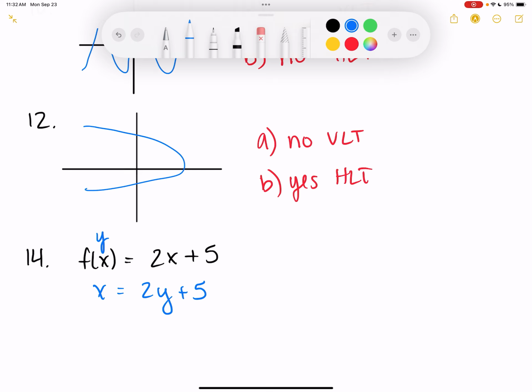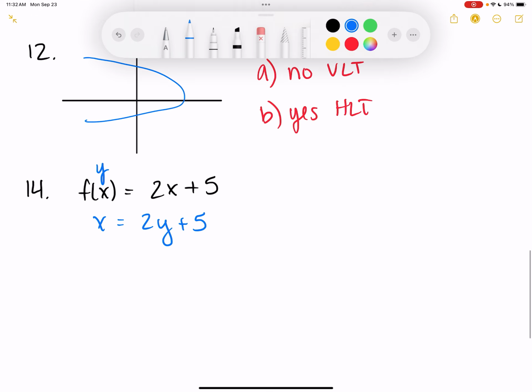Something to note, which we'll see in another problem in a minute, is that if there are multiple x's in the problem, there are multiple y's that get put into the problem. There should only ever be one y to start with, so there should only be one x. Now I've swapped x and y. I need to solve for y. So how do I get y by itself? Subtract 5. So x minus 5 equals 2y. Now what? Divide by 2. So y equals x minus 5 over 2.